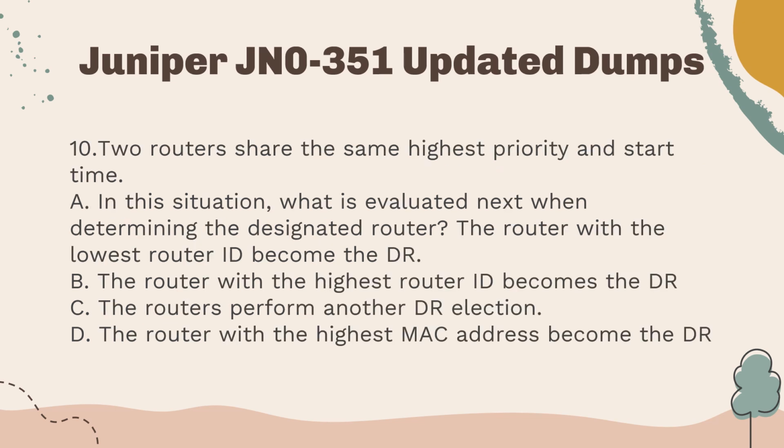10. Two routers share the same highest priority and start time. In this situation, what is evaluated next when determining the designated router? A. The router with the lowest router ID becomes the DR. B. The router with the highest router ID becomes the DR. C. The routers perform another DR election. D. The router with the highest MAC address becomes the DR.